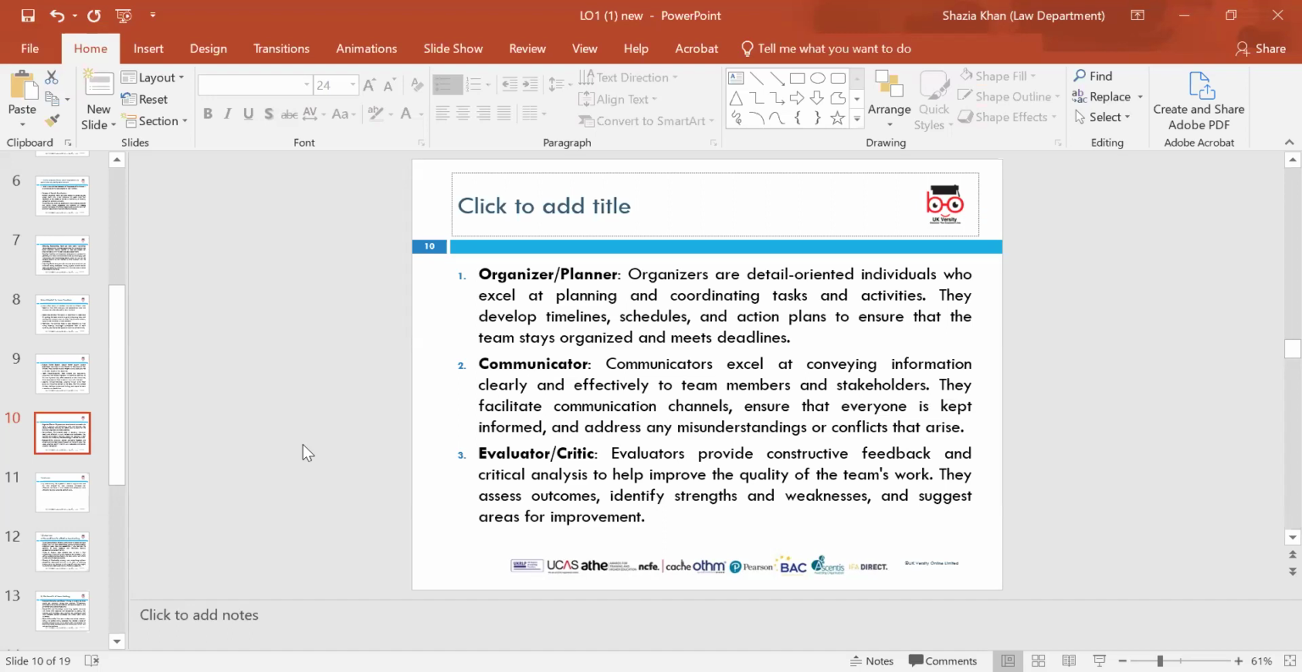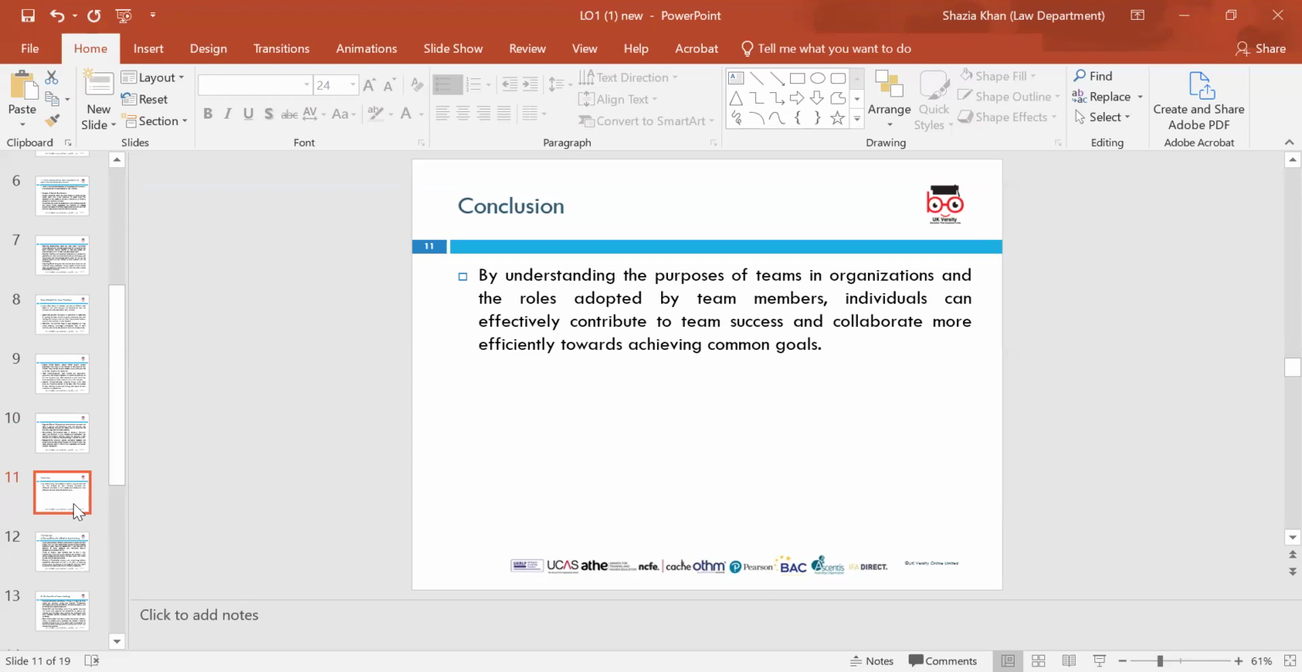You have communicators. So here, communicators excel at conveying information clearly and effectively to team members and stakeholders. They actually facilitate communication channels, ensuring that everyone is kept informed and address any sort of misunderstanding or conflicts that arise. The evaluator and critic. Evaluators provide constructive feedback and critical analysis to help improve the quality of the team's work. They also suggest strengths, weaknesses, and any sort of areas for improvement. So in conclusion to 1.1, by understanding the purposes of teams in organizations and the roles adopted by team members, individuals can effectively contribute to team success and collaborate more efficiently towards the common goal.